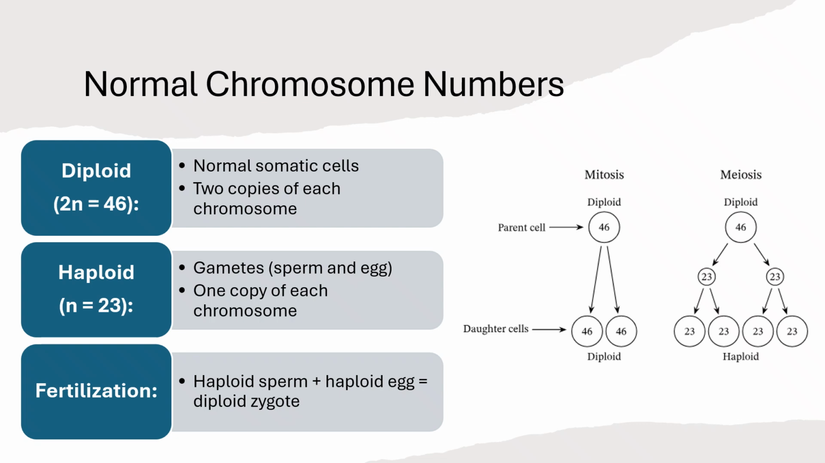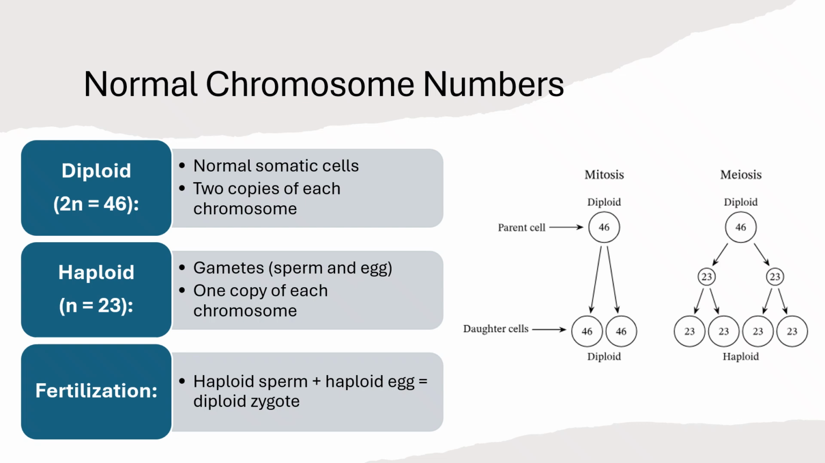Think of it like having two copies of an instruction manual. If one copy has a smudged page, you can refer to the other copy. This redundancy protects against many genetic errors, which explains why most single-gene mutations require defects in both copies to cause disease. The principle behind recessive inheritance patterns.